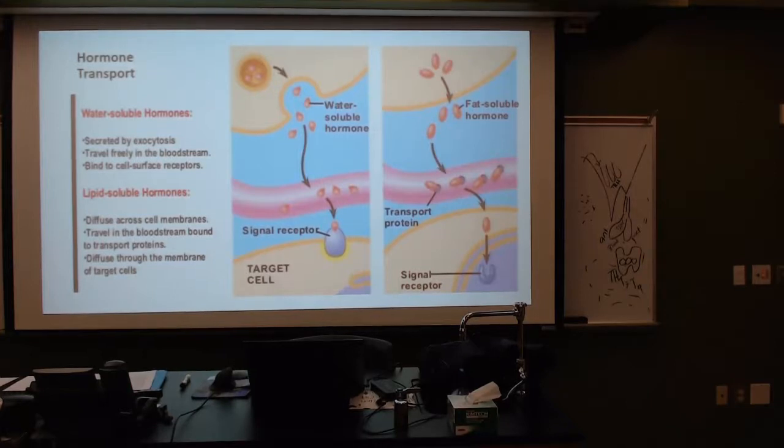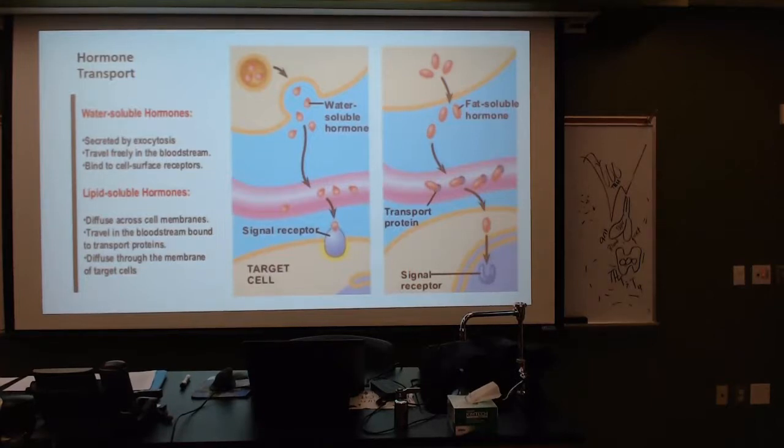Now, if they have to travel in the blood, our planet as a whole is about 75% water. Our bodies as a whole are roughly 75% water. Our cells, each one, is roughly 75% water. I find that very interesting, by the way. So what do you think the blood is mostly? Water.